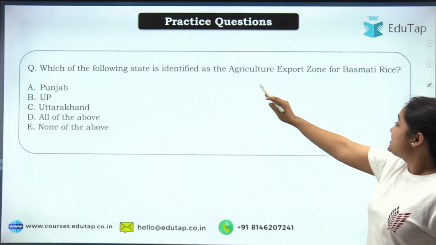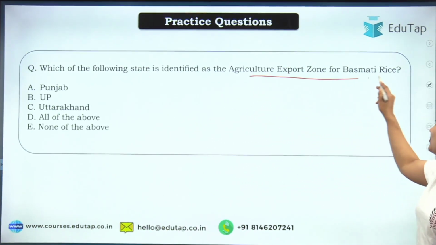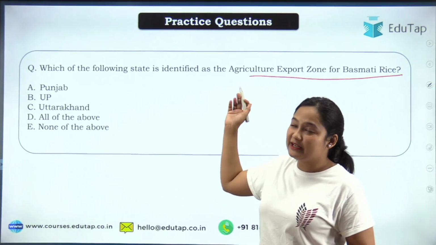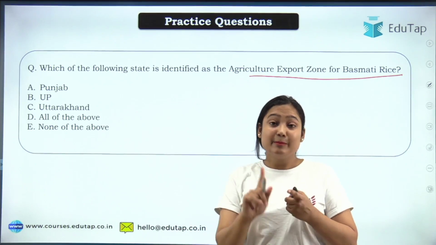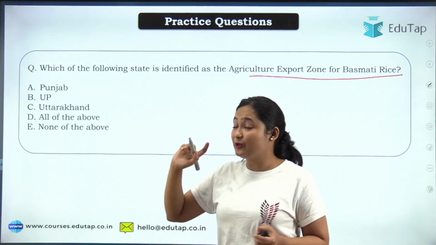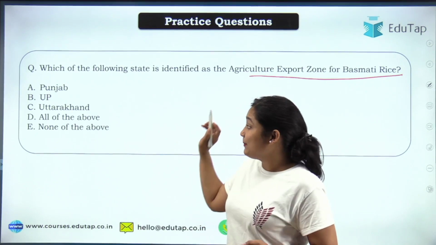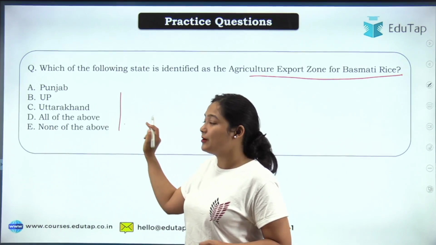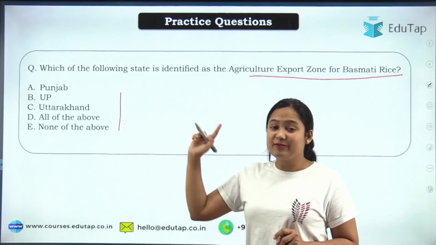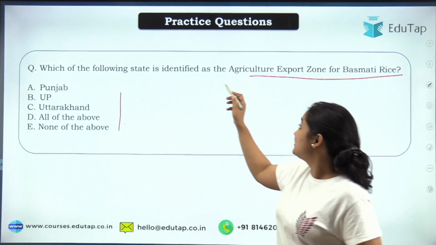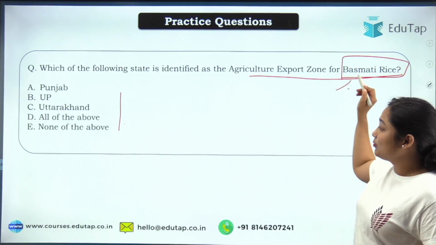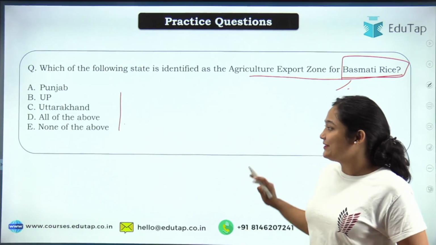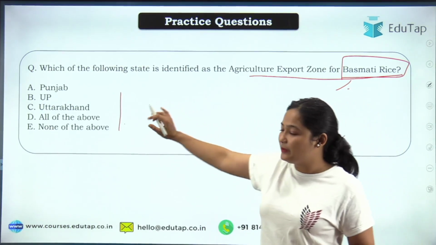Okay, moving to the next question. Which of the following states is identified as agriculture export zone for basmati rice? Okay, this will be your homework question. Why? Because I don't think anybody will remember it, but what you'll have to do for this particular question, go back to the video, and check which of these are our options for basmati rice. Is it Punjab, UP, Uttarakhand, all of the above or none of the above? So go back to the video, check in how many zones, in how many states basmati rice zones have been set up. Okay, that is your homework question. That's why it is a little tricky, but you'll be able to easily understand.